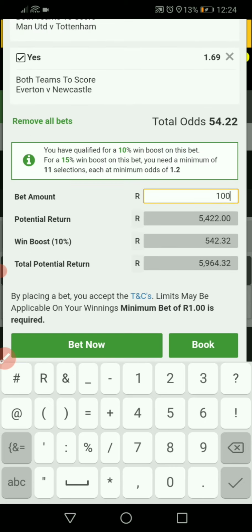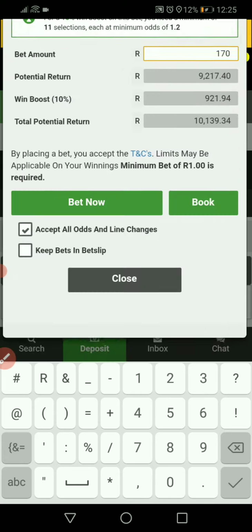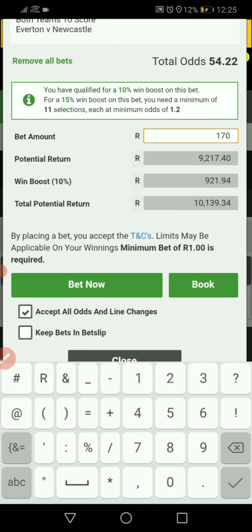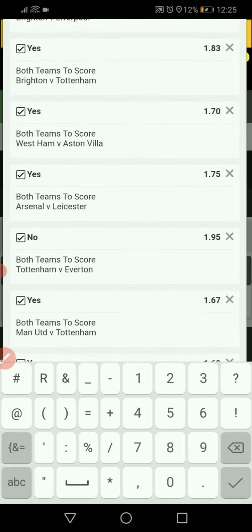Guys, this is a guarantee, man. So to win 10k, guys, you're going to make it 150. Yeah, 150 or 170, guys, to win 10k. As you can see, with 17 teams you can win 10,137 rand. With 170, win 10,179 rand, guys, here in South Africa.